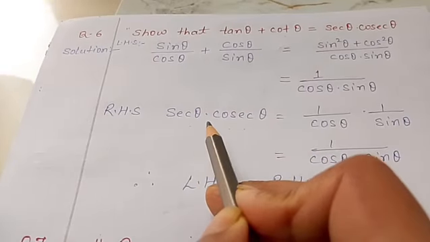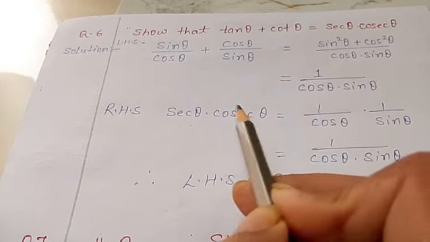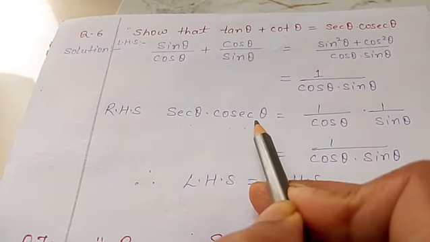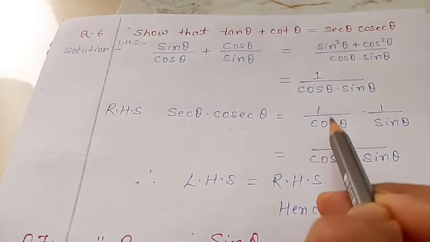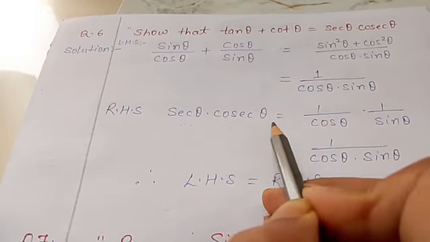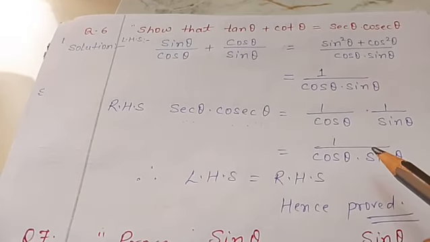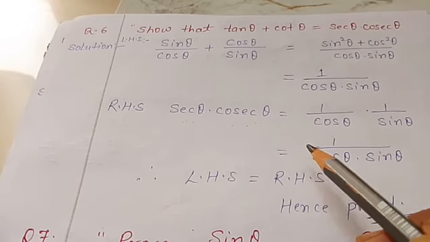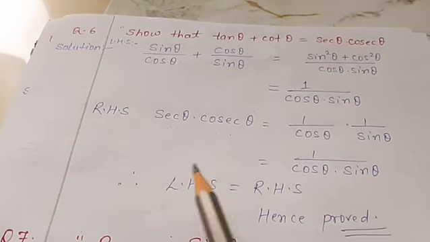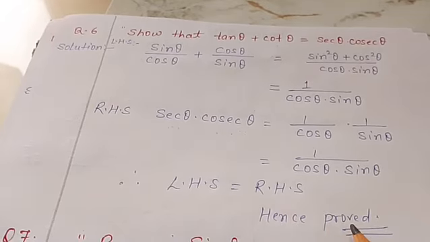Now the RHS, sec theta into cosec theta. Apply the reciprocal identities so that sec theta is equal to 1 upon cos theta and cosec theta becomes 1 upon sin theta. The result is equal to the left hand side of the equation. Therefore, LHS is equal to RHS, hence proved.